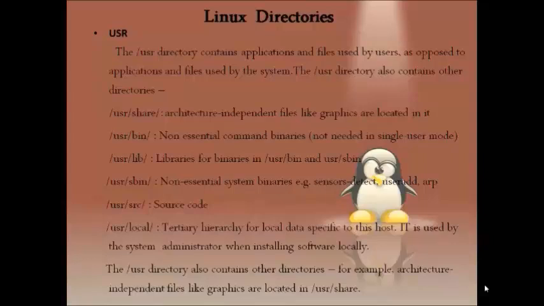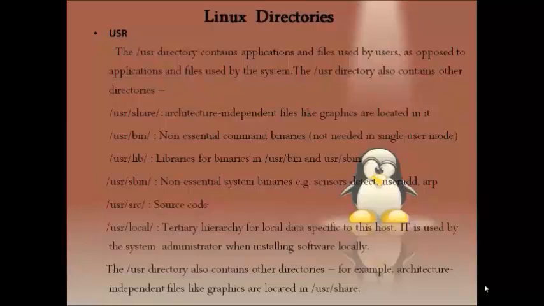Next we have the /usr/bin. Non-essential command binaries, which are not needed in single user mode, are included in this directory. Next we have the /usr/lib, which contains libraries for binaries. Next we have the /usr/sbin, which again consists of non-essential system binaries, for example cron, useradd, arp, etc. Next we have the /usr/src, which stores the source code.